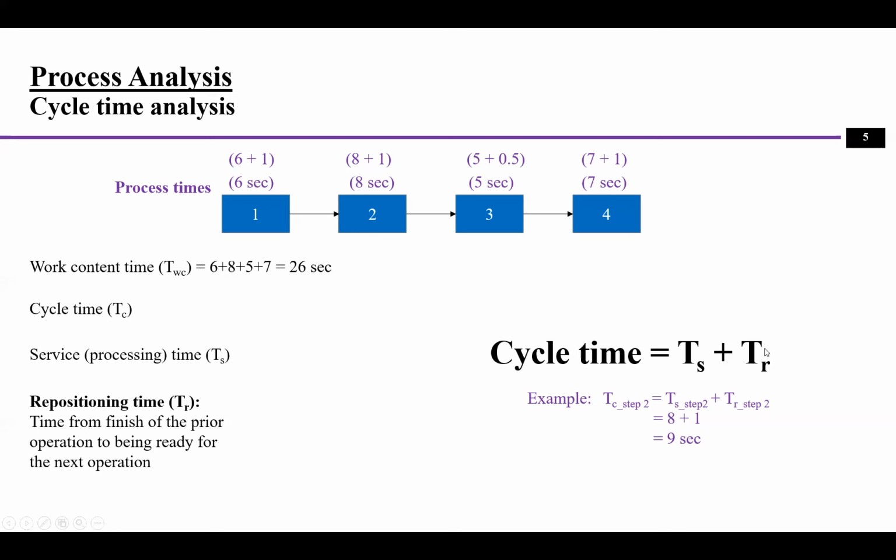Now let's look at, okay, for step 2, what is the cycle time? Assume that the repositioning time for step 2 is 1 second. It means that the cycle time for step 2 will be 8 seconds, which is completing the task itself, and also 1 second to get it ready for the next task. So this is the cycle time. Let's be clear about these concepts.